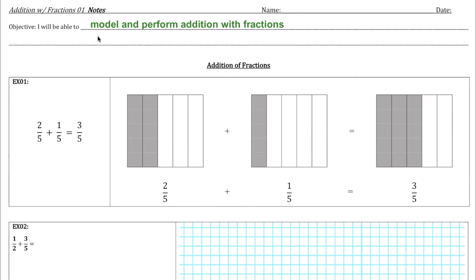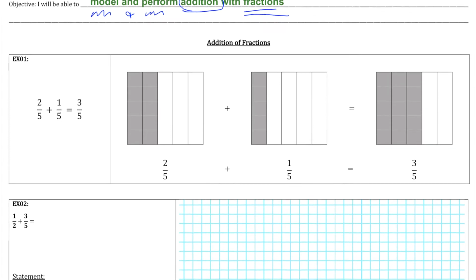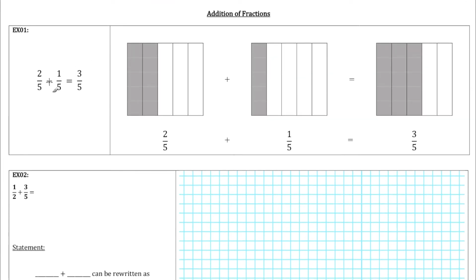In this lesson, we are going to model and perform addition with fractions. So let's look at this first one. 2/5 plus 1/5 equals 3/5. This is pretty easy because if you have 2 out of 5 equal pieces and 1 out of 5 equal pieces, then you get 3 out of those pieces. So 2/5, 2 out of 5, plus 1/5, 1 out of 5, gives me 3/5.